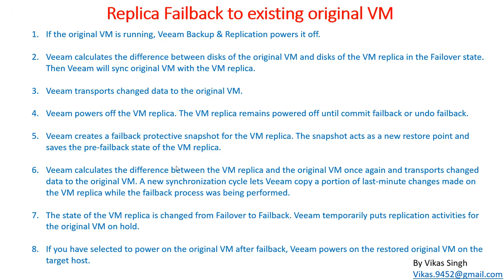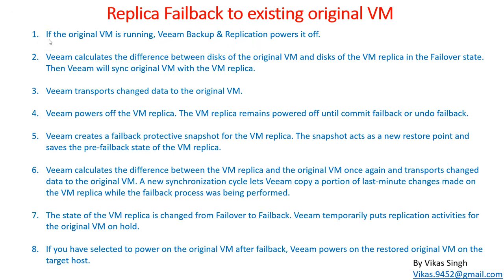Now we are going to discuss what happens if we fail back the replica to the existing original VM. It means you are going to restore your virtual machine to the existing virtual machine, in the existing location on the same ESXi or Hyper-V host. So these are all the steps involved in failback to the existing original virtual machine.